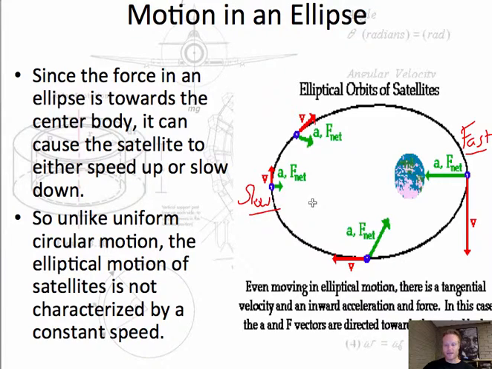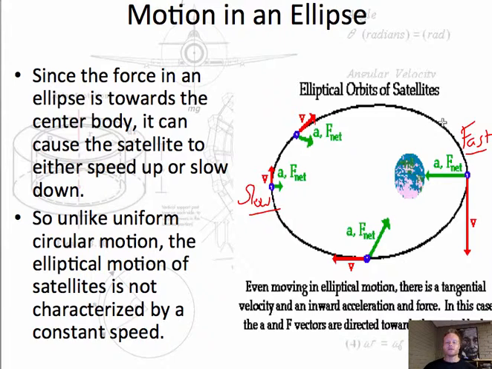And how do I know that? Well, at this point, the moon is further away from the Earth than at this point here where I wrote fast. It's actually closer to the Earth. So when it's closer to the object that it's orbiting, it's going to be moving faster. And when it's further from the object, it's going to be moving slower. And you may say, well, how come?